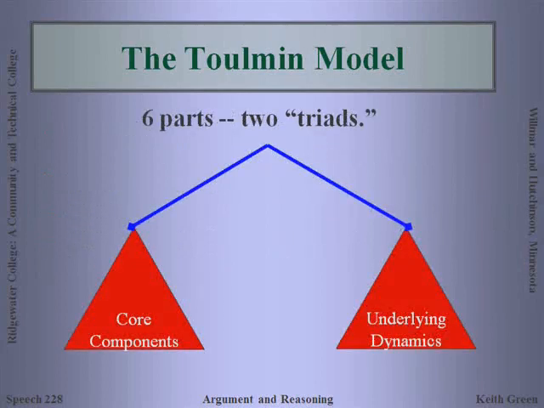Now the Toulmin model has 6 parts, and of course you're going to be learning what all these parts are. But we divide it into what are called 2 triads. Triad just means that each of them has 3 parts. The first triad that we'll look at in this lesson has the core components of claim, data, and warrant, the heart of the argument. And the other triad addresses some issues of underlying dynamics, and it's best just to save that until we get to that.